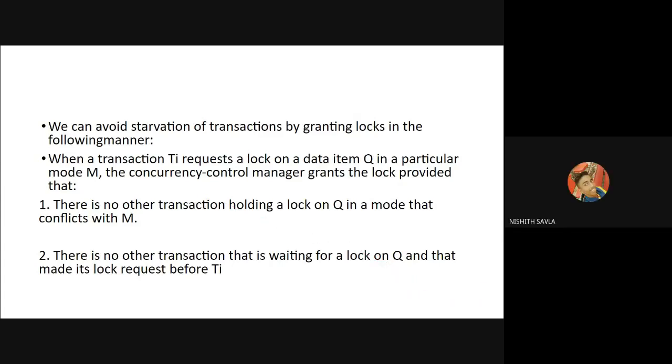Yes, ma'am. Second thing, it will allow when there is no other transaction waiting for a lock on Q that made its lock request before Ti. For example, this transaction T wanted exclusive lock mode on data item Q. When will this be given? If there is no other transaction waiting for it. So if T2 was waiting before T1, T1 will not get it. Why? Because somebody has already requested before, so their chance will come first. That is the first thing. So if anybody is waiting, it will not be assigned. But if nobody is waiting, the lock will be given.